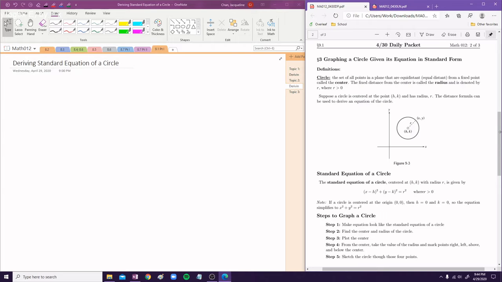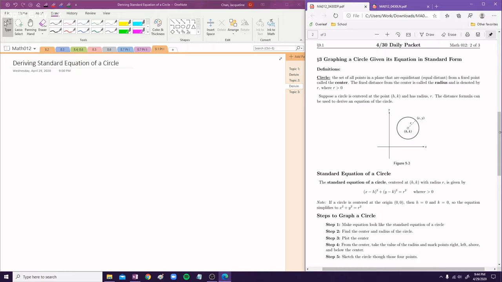So for the last topic of the day, we are going to learn how to graph a circle given its equation in standard form. Before we learn how to graph a circle, first of all, what is a circle and what is the standard equation for it?